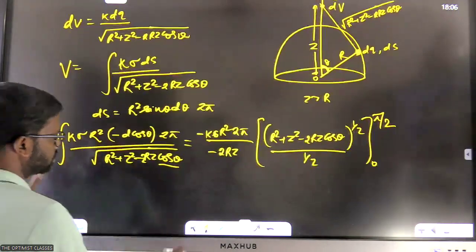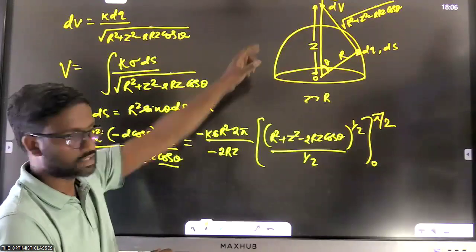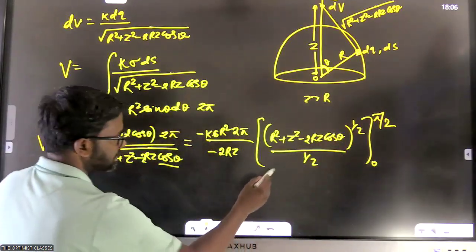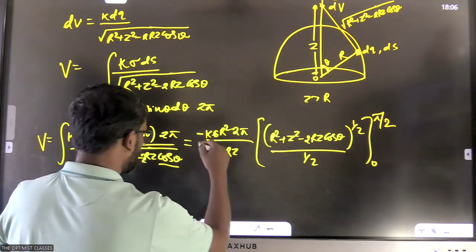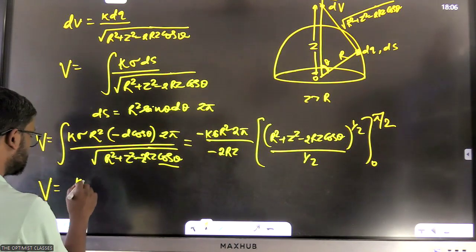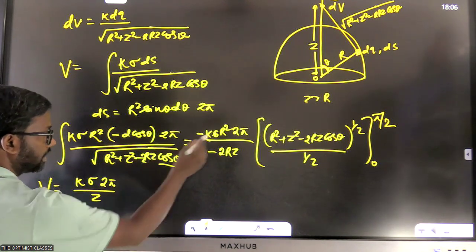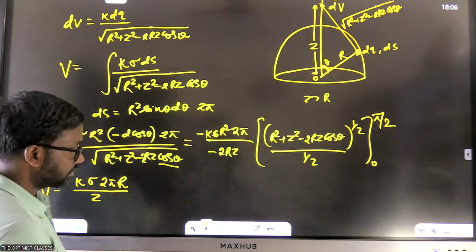So now you see, potential we are calculating at distance z. So if you put theta equal to pi by 2, this term becomes 0. See, this 1 by 2 will go in the numerator, so 2 and 2 will cancel out. Minus minus also cancel out. And 1 r will also cancel out. So we get here k sigma, and 2 pi, divided by z, and 1 r will be there. So this is what we have now.